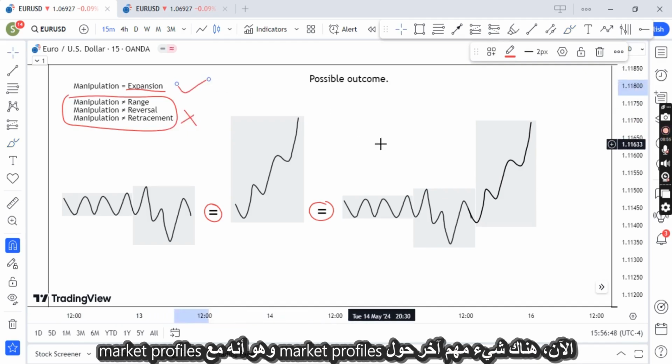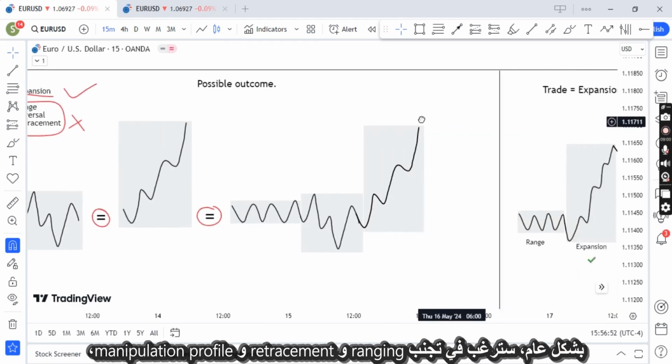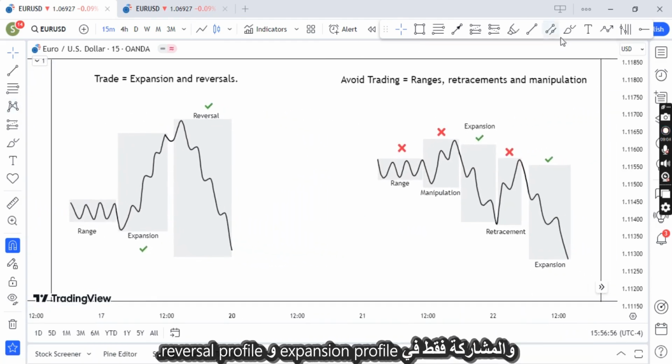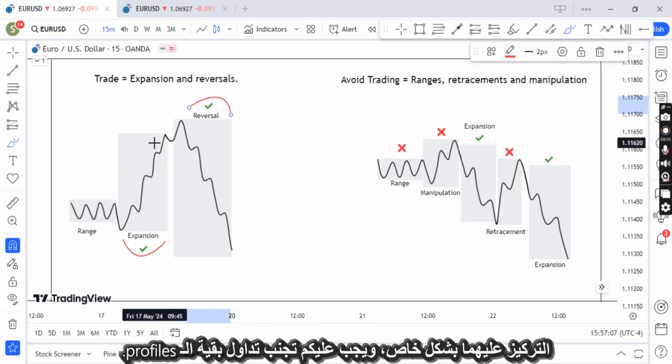Now, another important thing about market profiles is that generally you would want to avoid ranging, retracement, and manipulation profiles and only take part in expansion and reversal profiles. Those are the only two profiles which most, if not all of you, should particularly focus on, and you should avoid trading the rest of the profiles.